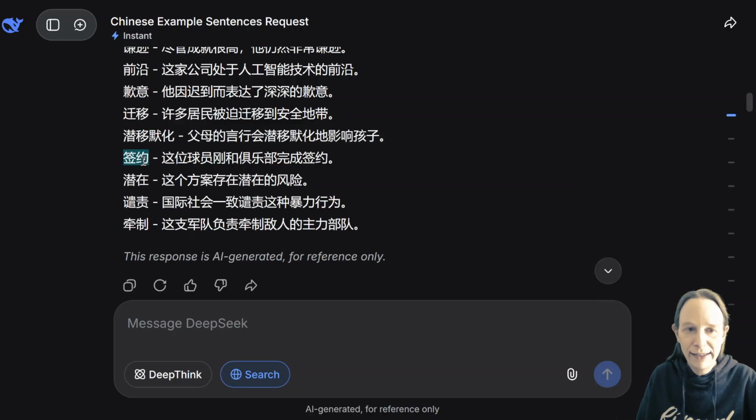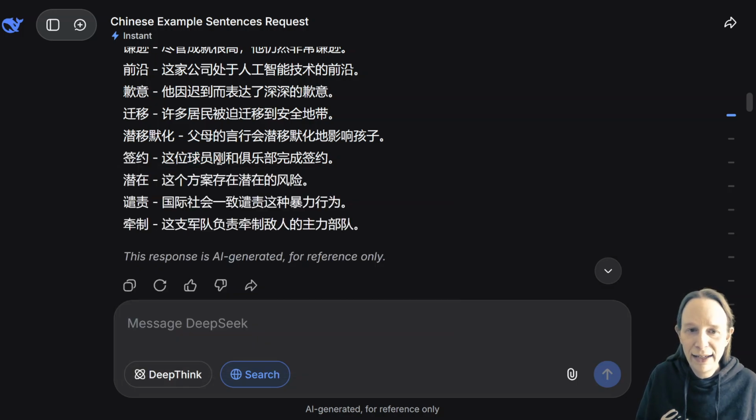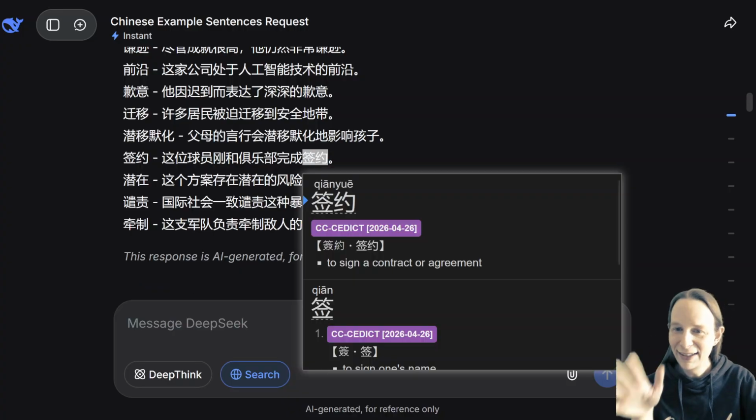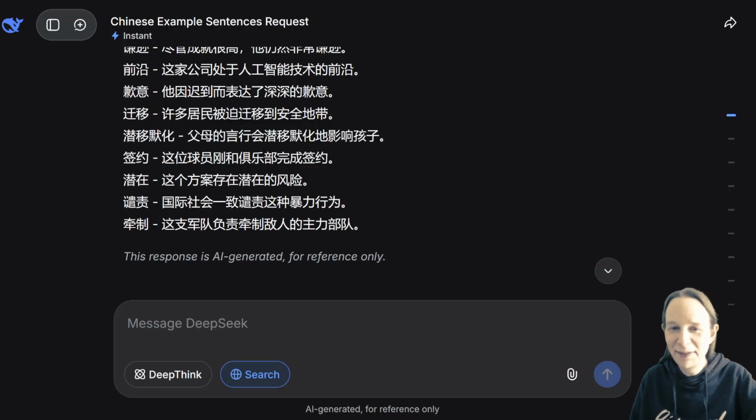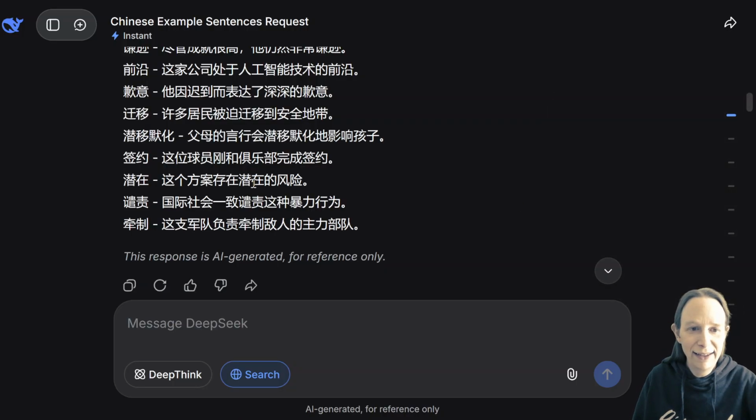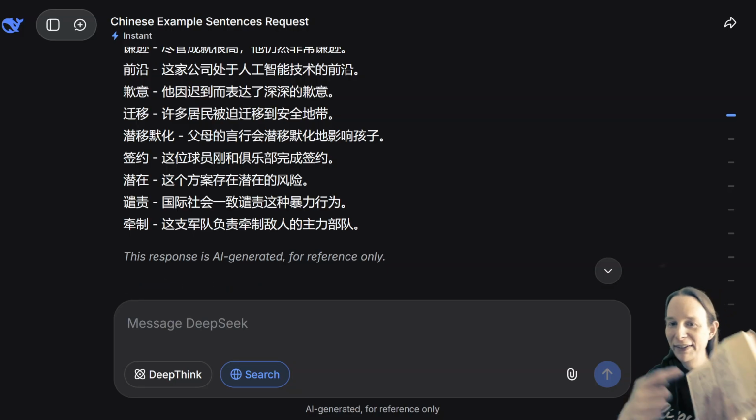Anyway, 签约, is this sign a treaty or something? Yeah, sign contract or agreement. Okay. 这位球员跟和俱乐部完成签约. Okay, so this is contract signing, and in this case, we're talking about a sports player of some kind. I guess he signed up for Manchester United or something. Yeah, not in the dictionary, but I've already added it previously.